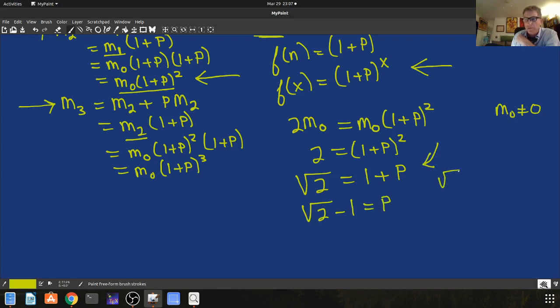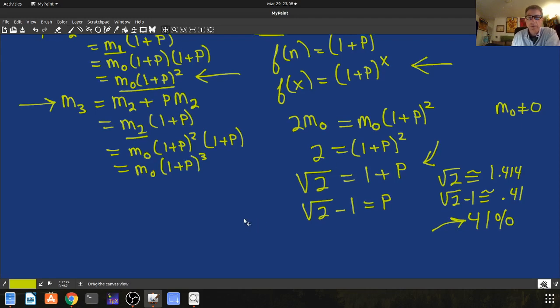Now the square root of 2 is about equal to 1.414, so the square root of 2 minus 1 is about equal to 0.41. And when I multiply that by 100, that gives me a 41% rate of constant increase. So if your caseload doubles every 2 days, then that's a constant rate of daily increase of 41%.